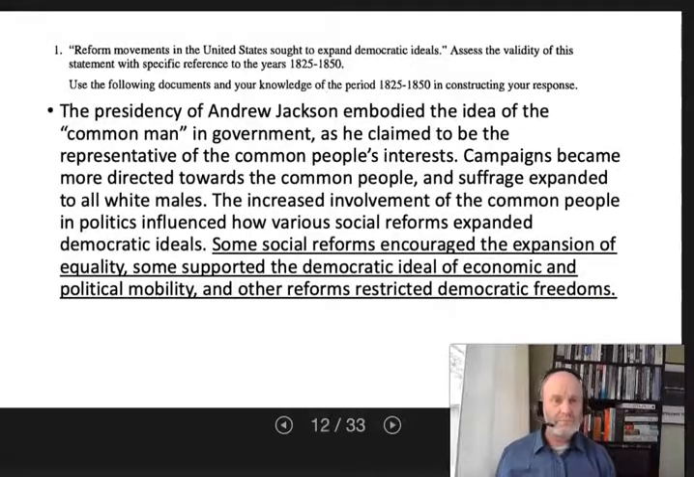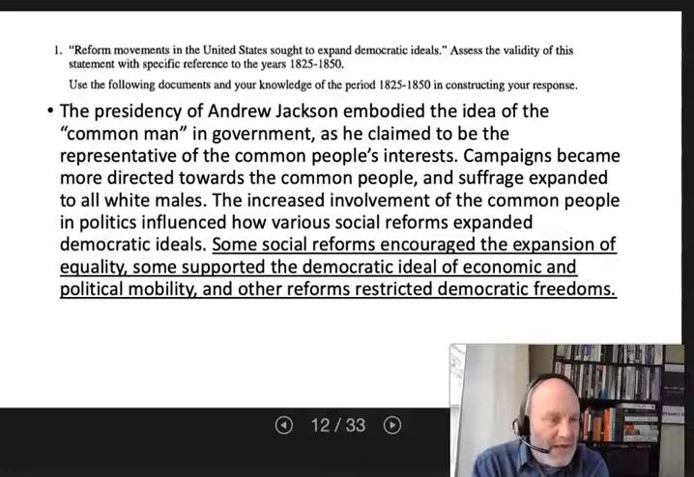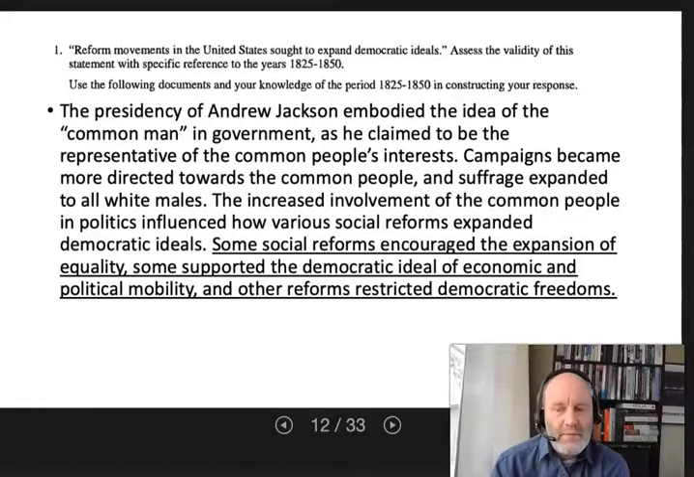Here's another one. Presidency of Andrew Jackson embodied the idea of the common man in government as he claimed to be the representative of the common people's interests. Again, almost cookie cutter, right? Kind of a first introductory sentence, takes the periodization and uses it as context. Campaigns became more directed towards the common people, and suffrage expanded to all white males. True fact. The increased involvement of the common people in politics influenced how various social reforms expanded democratic ideals.